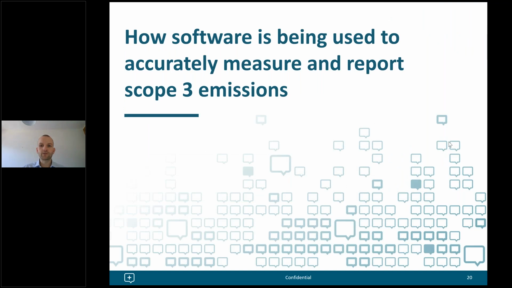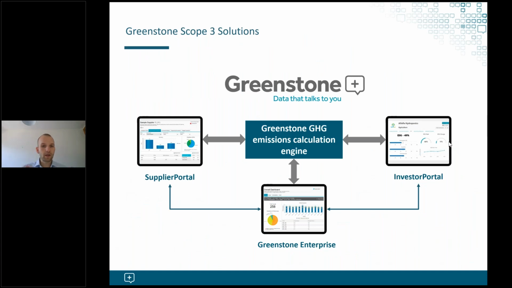Great, so the final section, which I'll go through at a fairly high level, is just to touch on how we see at Greenstone, our clients utilize software to accurately measure and report Scope 3 emissions. So here we can see the Greenstone solutions. So just a brief overview, we have Greenstone Enterprise, which enables the complete scope 1, 2, and 3 calculations, and users can upload data from any category and automate that calculation process.